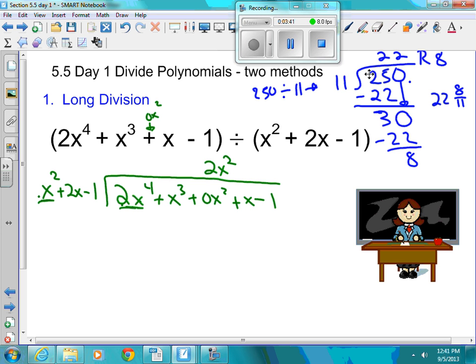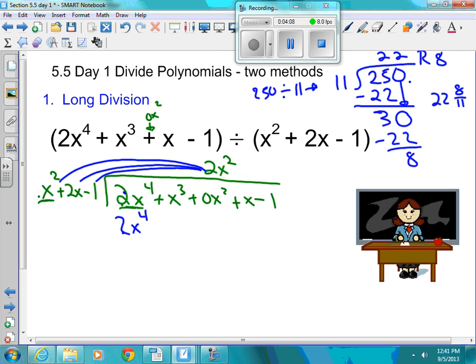So what do we do now? We're not done. What we did is we took this term, we put it up on the top, and we multiplied it by what was on the outside. So we're going to do the same thing here. We already know that 2x squared times x squared is 2x to the 4th. You better get the same terms, because when we subtract, the same terms cancel out and they're gone. If you don't get, in this case, 2x to the 4th again, you know you did something incorrect.